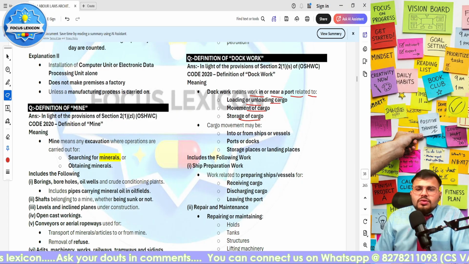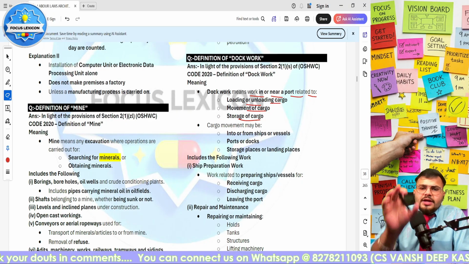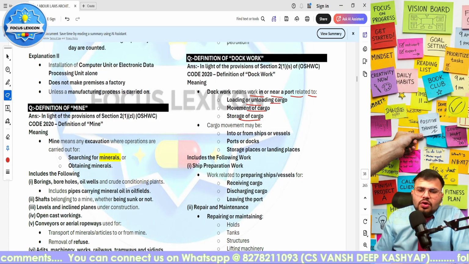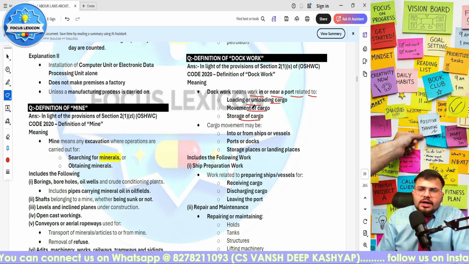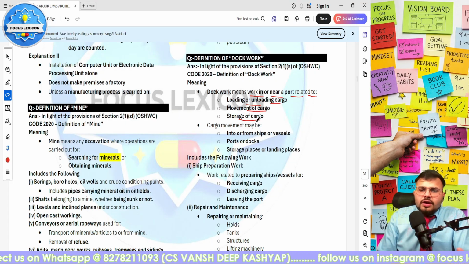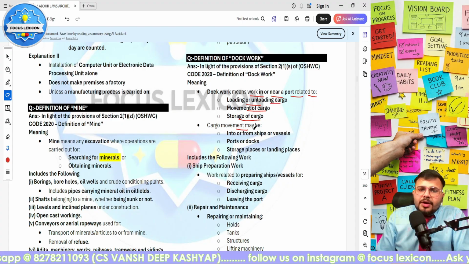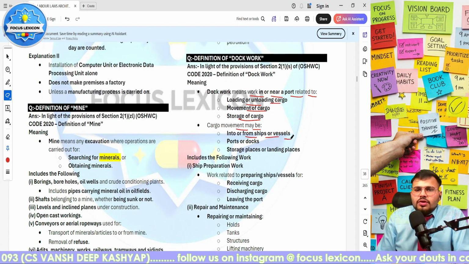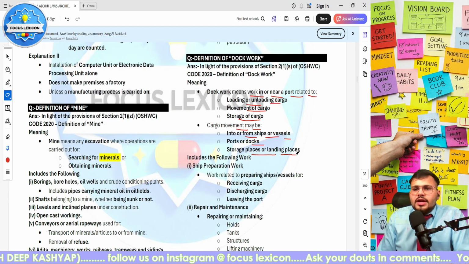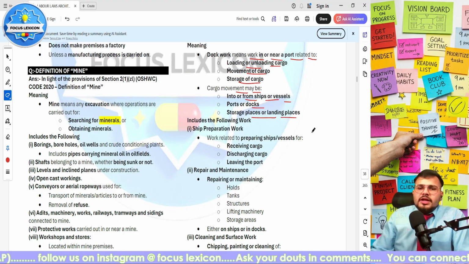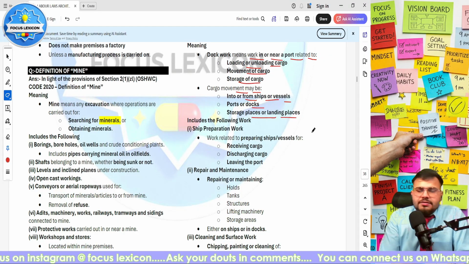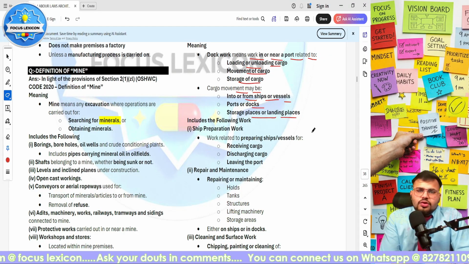Dock work is not only related to the place where cargo is placed. It relates to all the activities happening around that cargo, like loading, unloading, movement of cargo, storage of cargo. Cargo movement may be into or from ships or vessels, port or docks, storage places or landing places. Cargo will not be placed at one place. You have to shift it, send it, and receive it also.